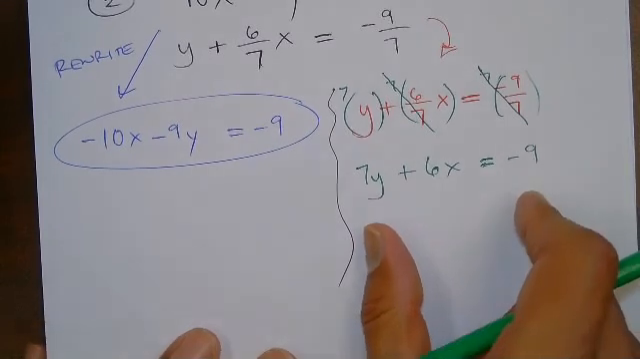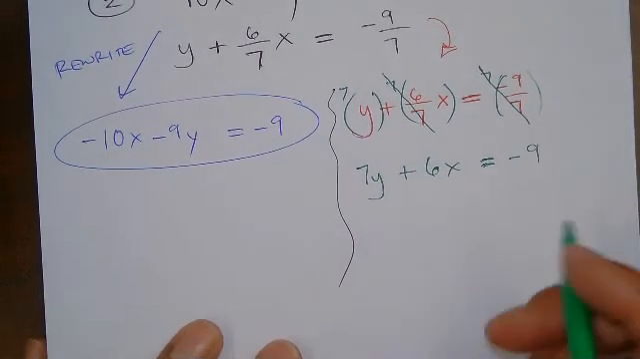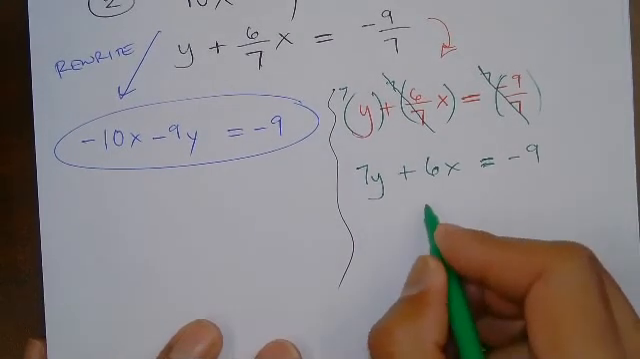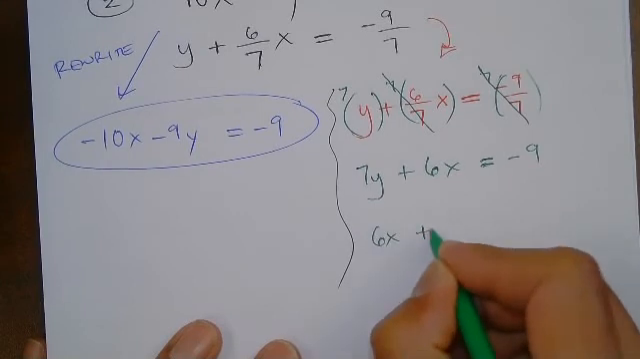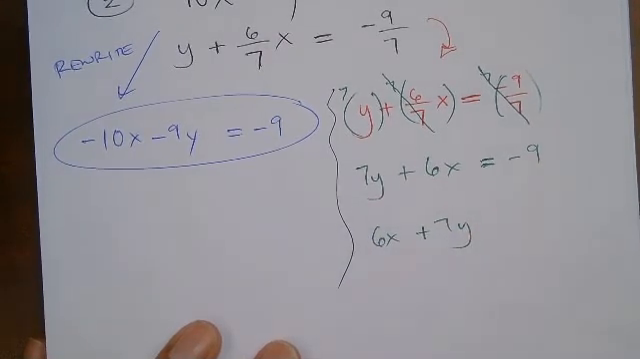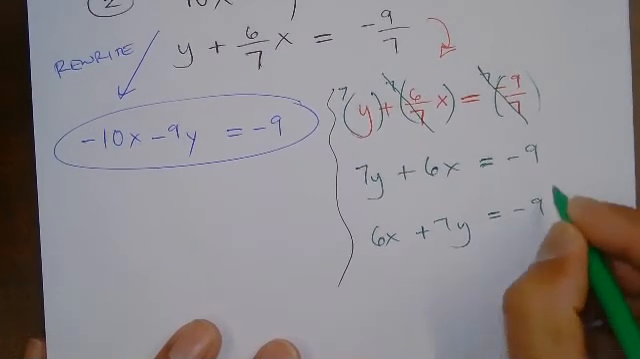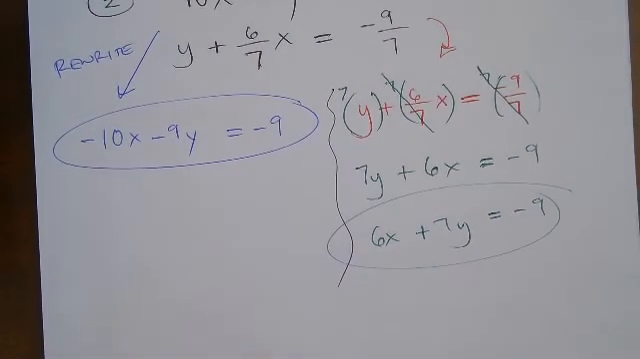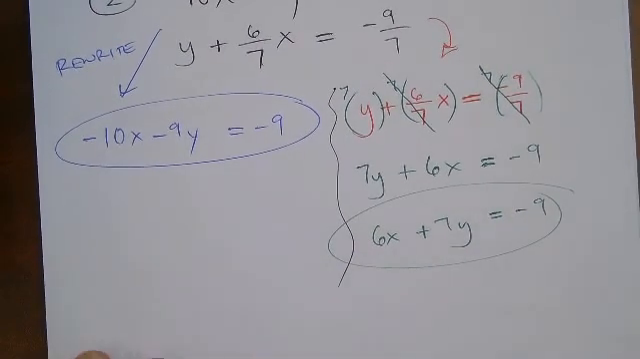Is this in standard form? So close, so close. We just want to have that x first, yeah? So rewrite it would be 6x plus 7y, right? Just swap these right here. They're both positive, so. Yeah?